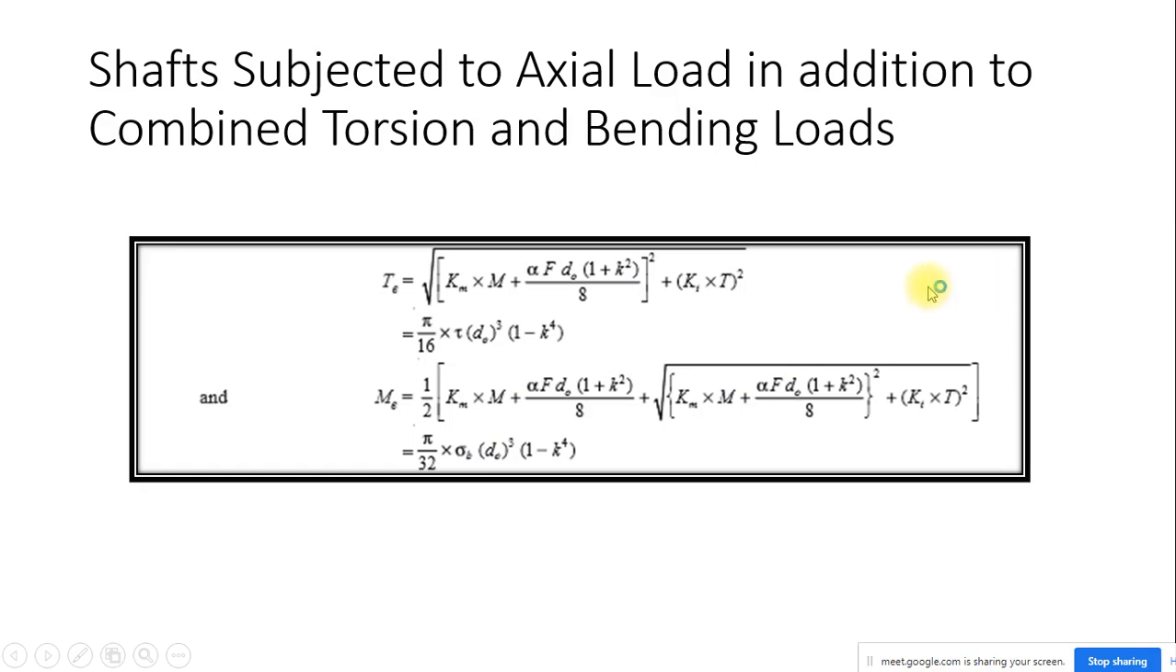So now we are moving into the final topic of design of a shaft, which is nothing but the shaft subjected to axial load in addition to combined torsion and bending loads. As I previously told, the example for this, which is having an axial load along with combined torsion and bending, may be a propeller shaft which we have in automobiles. Let me say how this axial load is acting.